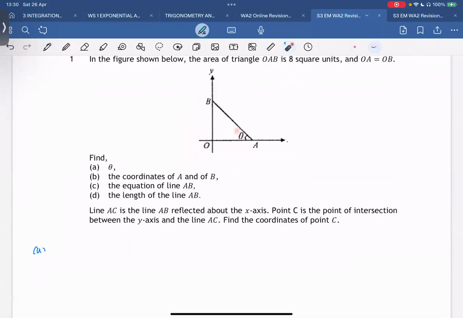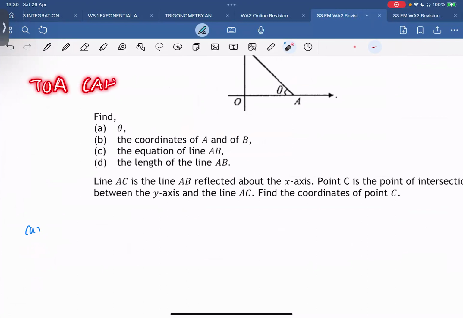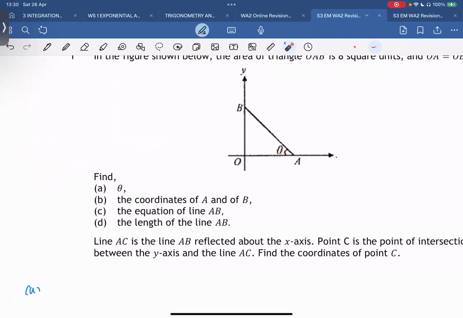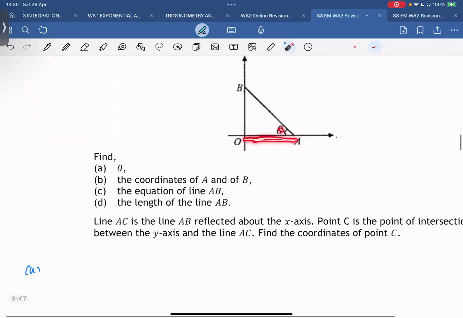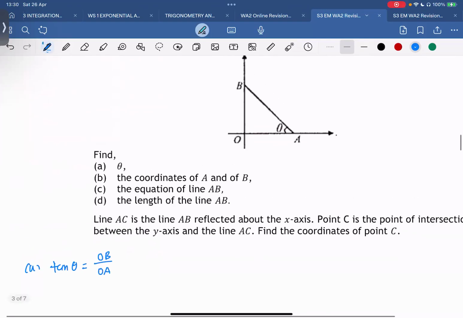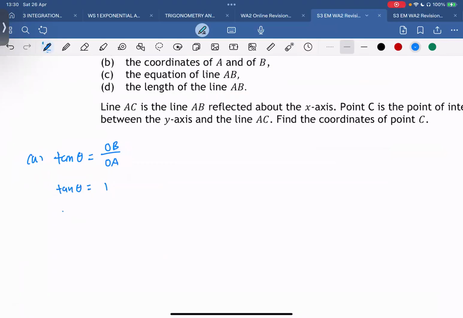So to find the value of theta, we can make use of trigonometry that we've learned in set 2, specifically Toa from SOH CAH TOA. Okay, can you remember? So it says that tangent has the ratio of opposite over adjacent. So we can make use of that, right? The opposite of angle theta will be OB. The adjacent of angle theta will be OA. So we can form tangent theta is actually OB over OA. And since we know that OA equals OB, that means OB divided by OA must be equal to 1. So tangent theta is 1. Right? To find the value of theta, we just take tangent inverse, and that will give us 45 degrees.